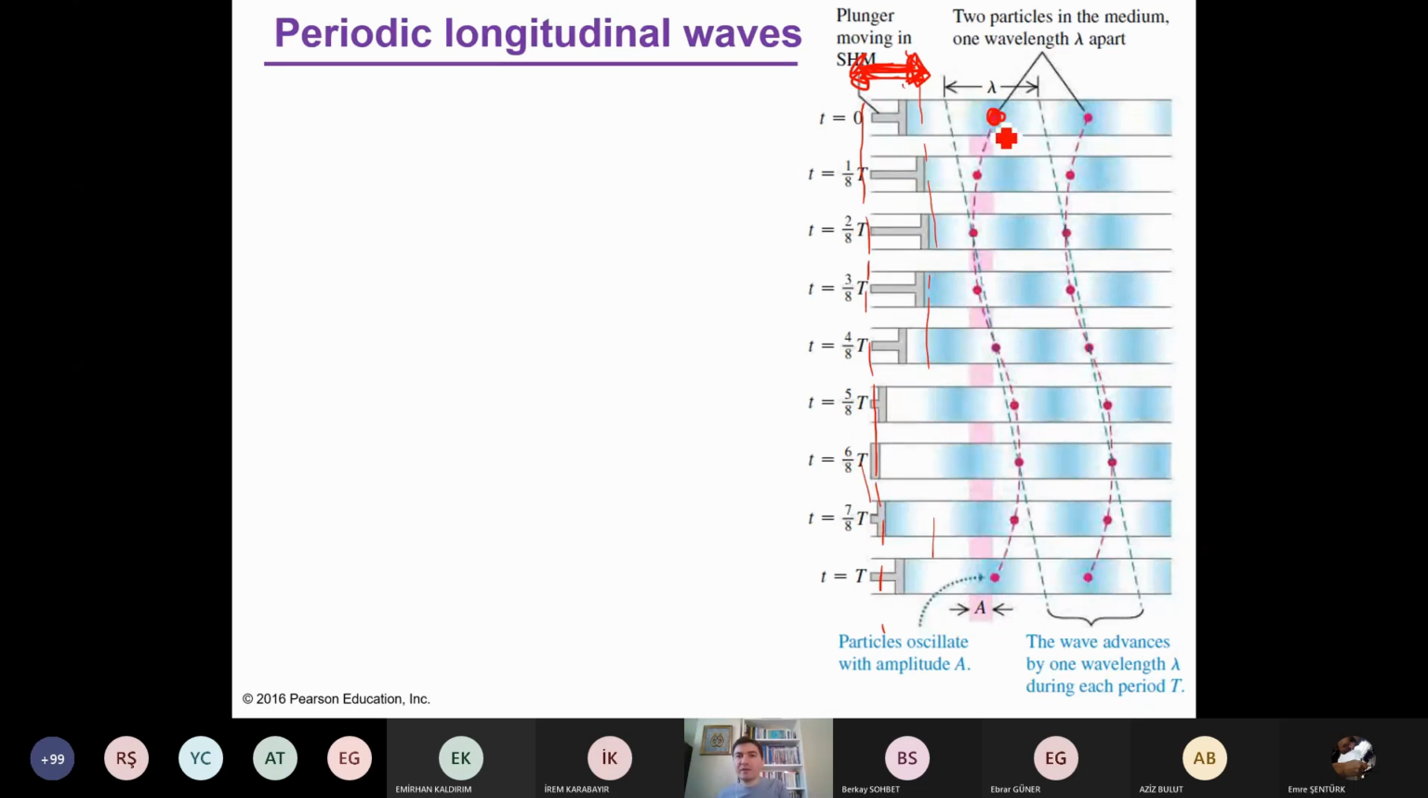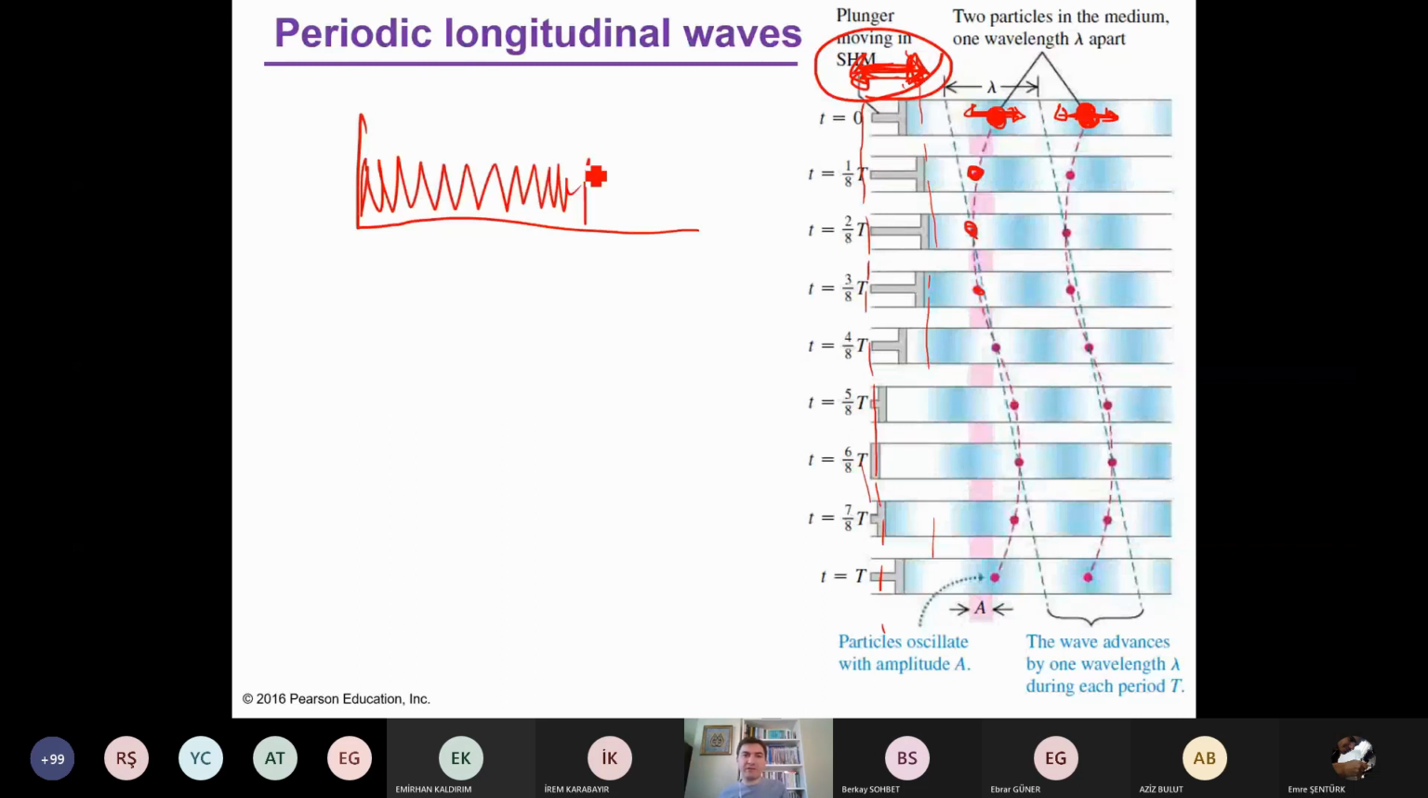The particle on the left side and the particle on the right side. Due to the simple harmonic motion of the piston, this particle will oscillate like this with some certain amplitude. And this particle on the right side will also oscillate with some certain amplitude. And by time, their position will change, okay? It is like oscillation in this system.